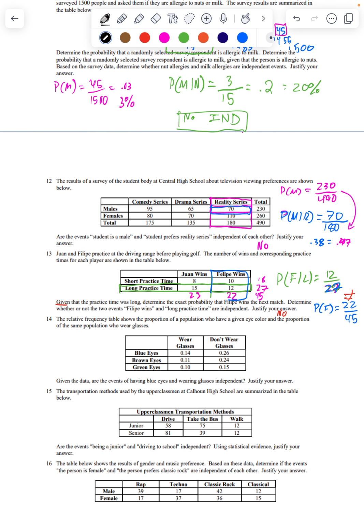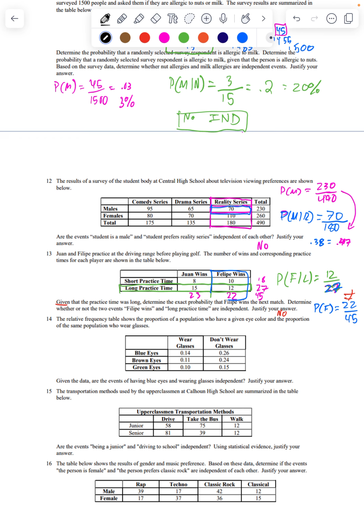All right, number 14. The relative frequency shows the proportion of a population who have a given eye color and the proportion of the same population who wear glasses. Given the data, are the events of having blue eyes and wearing glasses independent? Justify your answer.